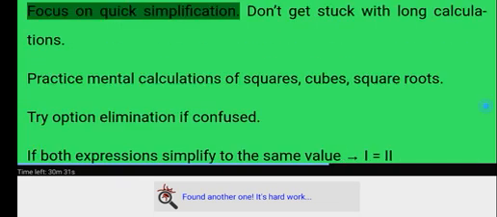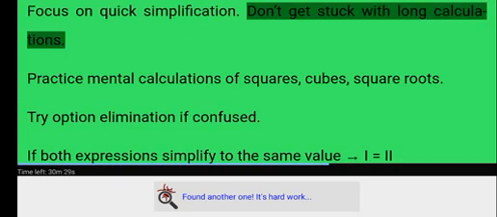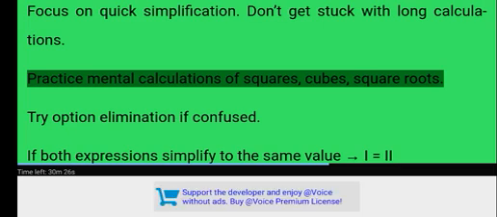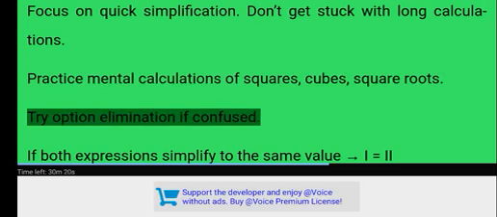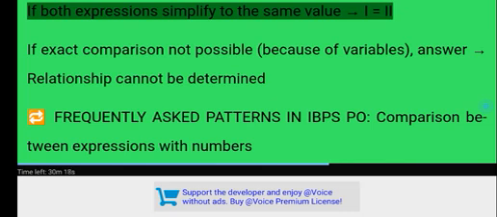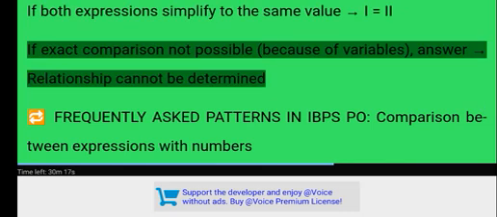Exam strategy. Focus on quick simplification. Don't get stuck with long calculations. Practice mental calculations of squares, cubes, square roots. Try option elimination if confused. If both expressions simplify to the same value, I equals II. If exact comparison is not possible because of variables, the answer is relationship cannot be determined.